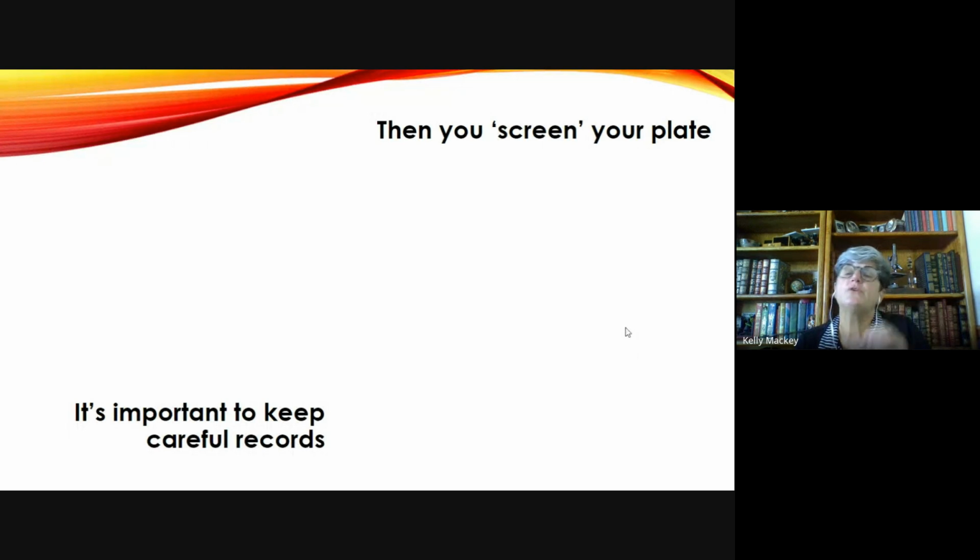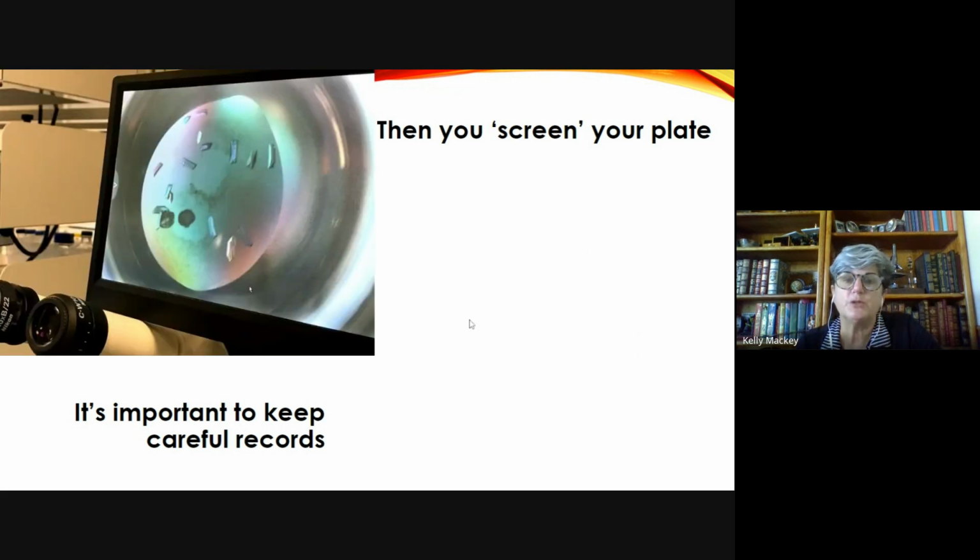Once you've done this, though, you have to screen your plate. Another way of saying that sometimes is we'll use the word score a plate. So you put the plate underneath a microscope and check one well at a time to see crystals, because sometimes they're visible with the naked eye, but most of the time they're not. So here's a picture of one well that has some crystals growing in it, very nice looking crystals too, and then some blobs of whatever.